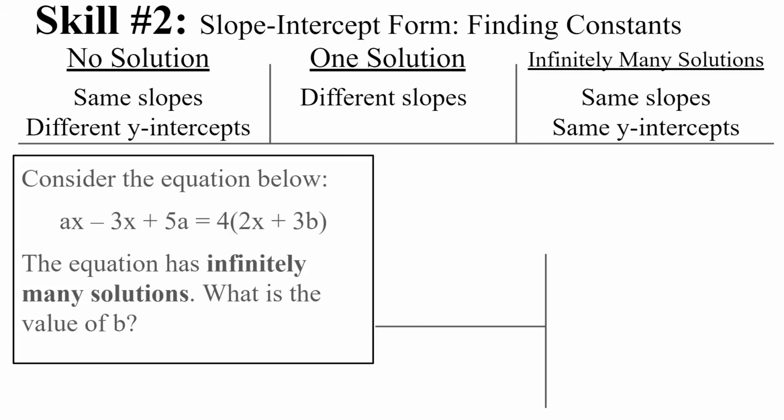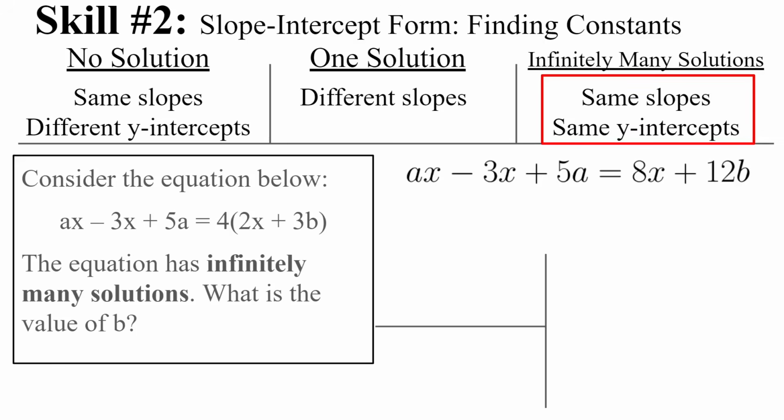Okay, this one's a lot more challenging. Really seems like neither side is quite in slope-intercept form. First thing I'm going to do is distribute that 4. So 4 times 2x plus 3b, that gives us 8x plus 12b when we distribute.